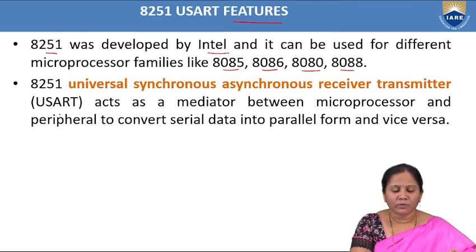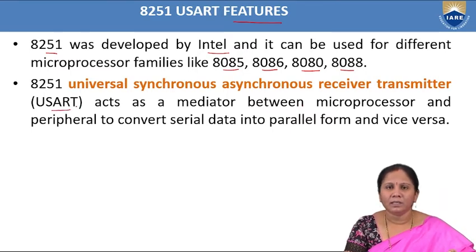What is the need of using this USART 8251 IC? This USART IC is going to convert parallel data to serial data and serial data to parallel data. That is why we say this 8251 USART acts as a mediator between microprocessor and peripheral devices to convert the serial data into parallel form and parallel data to serial data.